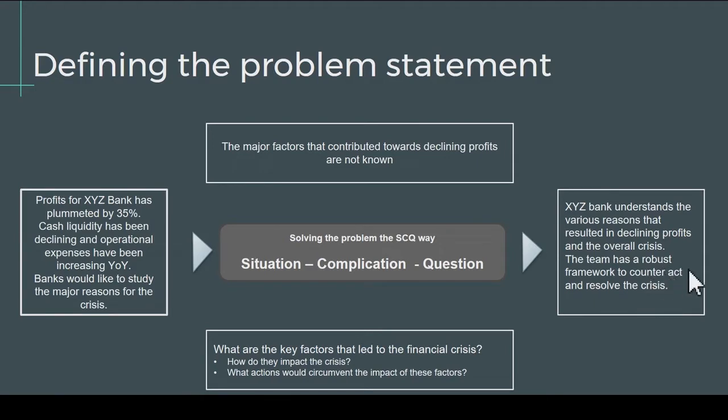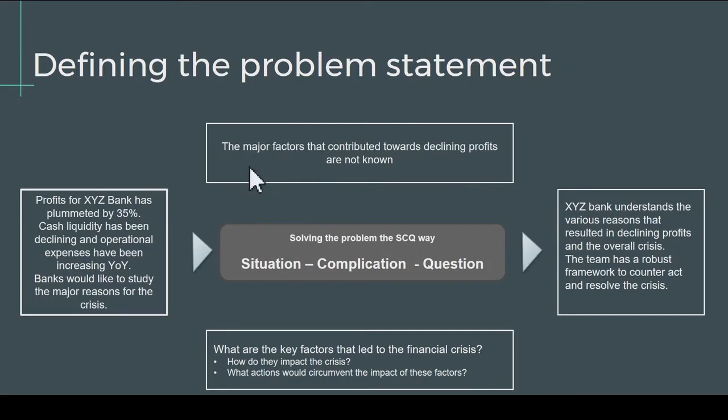So the first part would be you understand the problem, the reasons for the problem, the reasons for what actually helped in evolving the problem, and then you actually have a means to counterattack and solve the crisis. So that's the desired future state. Now, what stops you from moving from point A, that's a problematic situation, to your desired future state? The problem is the complication, which states the major factors that contribute towards the declining profits are not known. Fair enough. Now, how do we solve that?